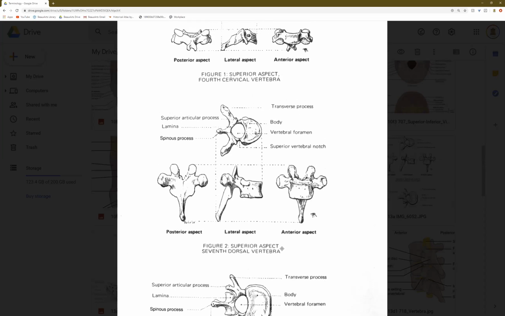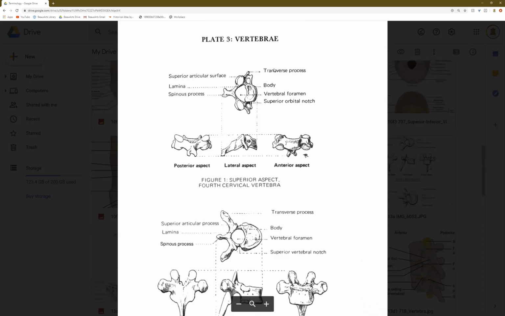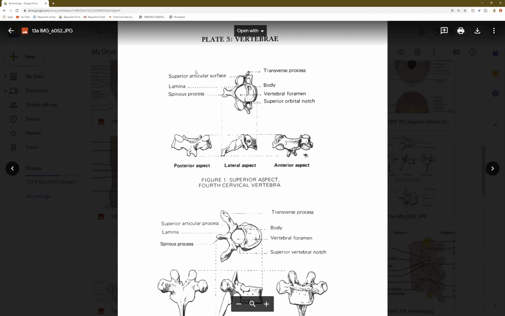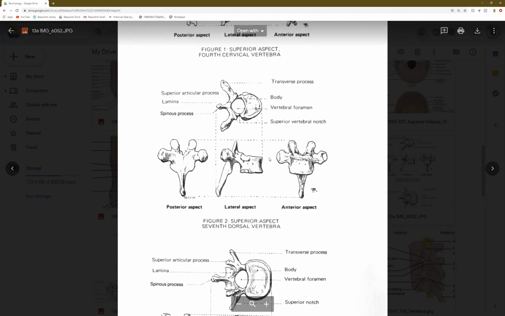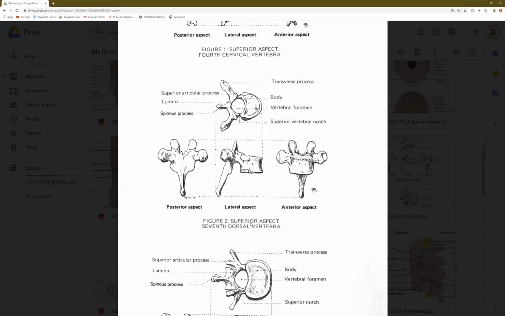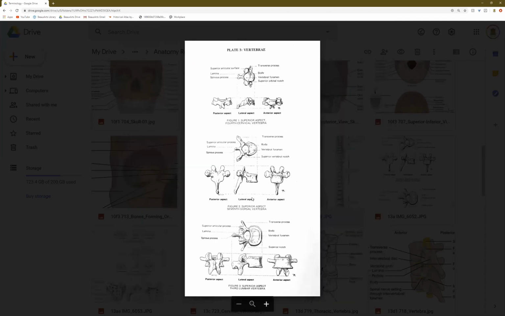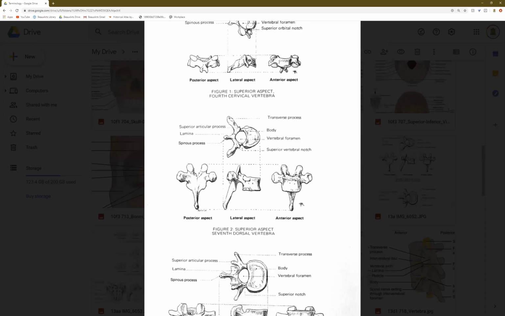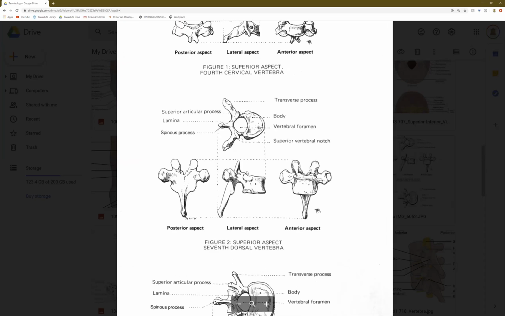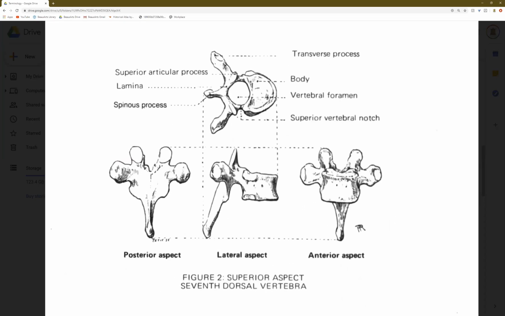Anyway, this top set of 4 illustrations is the 4th cervical vertebra, the middle is a thoracic or dorsal vertebra, and the lower is lumbar. If you compare the 3, one thing very distinct about the thoracic vertebrae is that they have this little notch right here, which is a costal facet, the face that the rib articulates with. The rib will come in and connect right here, and the next rib down will connect right here.